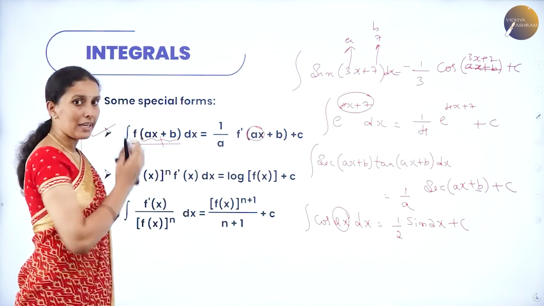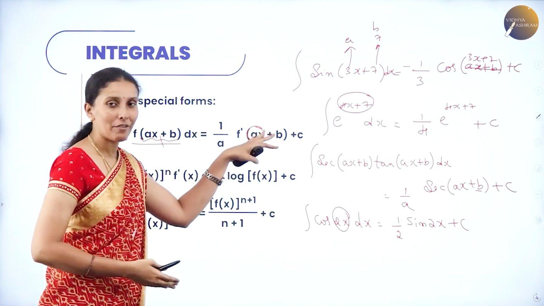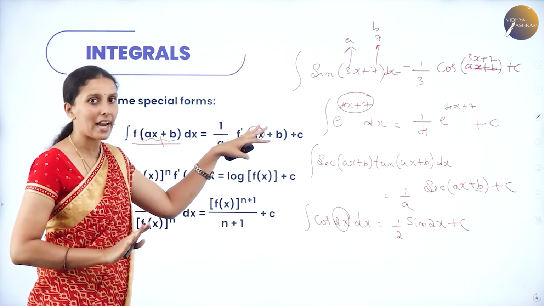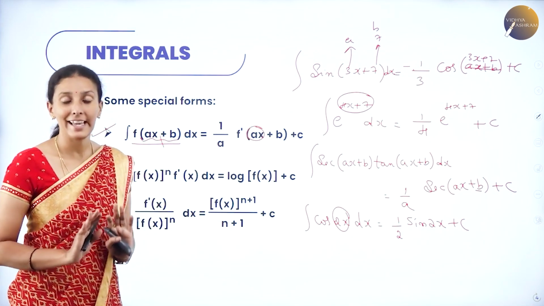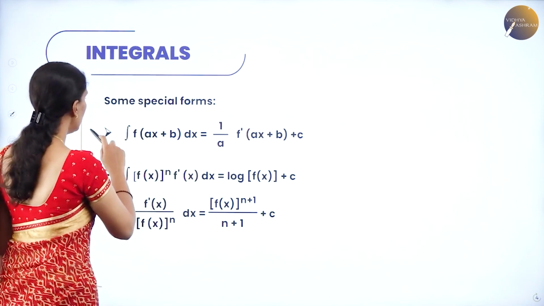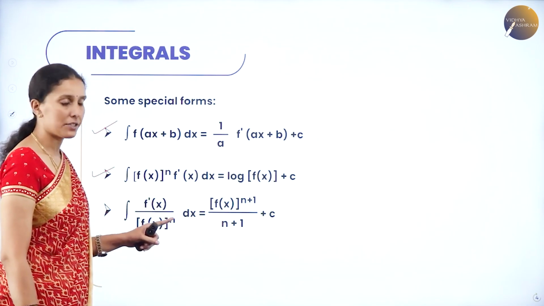So like this, any function in the form of f of ax plus b, you have to write its integral as it is where you have learned the standard integral. The only thing is you have to multiply it by 1 by a. So now I hope you understood the first one. Next we have the second one. This is what we have discussed previously.